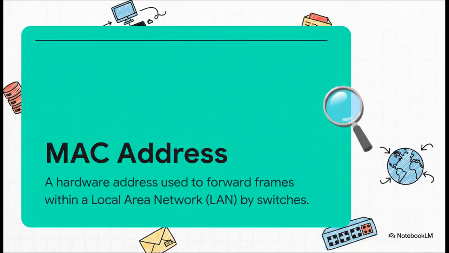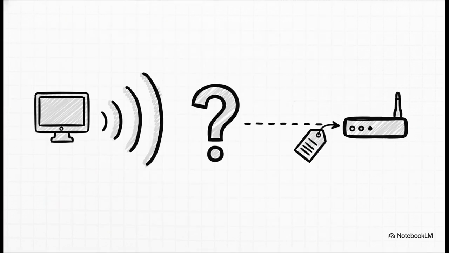For this short, local trip, that big global IP address is total overkill. Instead, devices on the same network use something called a MAC address. The best way to think about it is like this. An IP address is your full home address, usable from anywhere in the world. A MAC address, that's just the name on your mailbox, which only matters to the mail carrier who's on your specific street. So how does your computer find the router's local mailbox name?